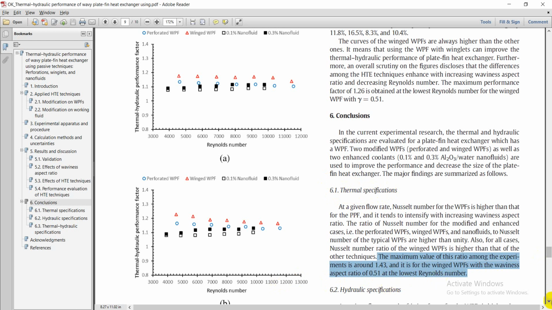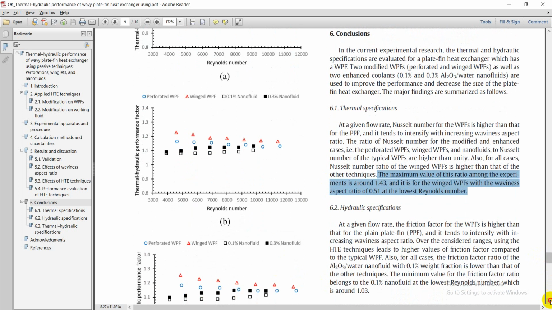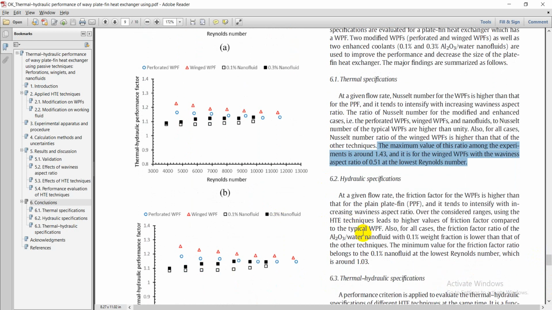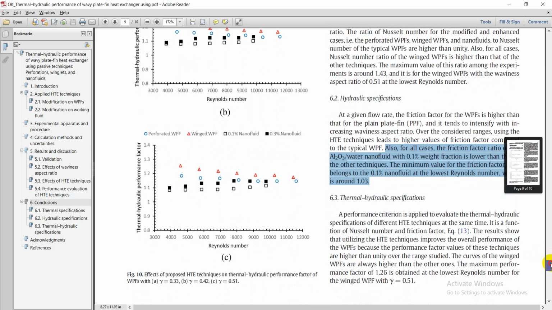literature review. Also, you can go to the hydraulic specification and can get, for example, the effect of nanofluid here, and also you can copy it and then rewrite from your own expression, and then go to the last one, which is the thermal hydraulic specification.